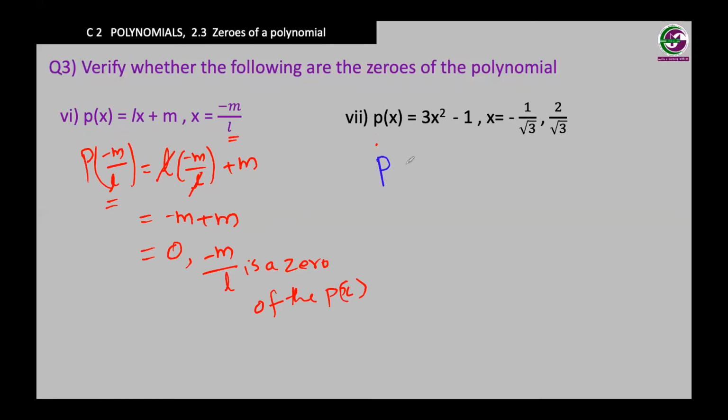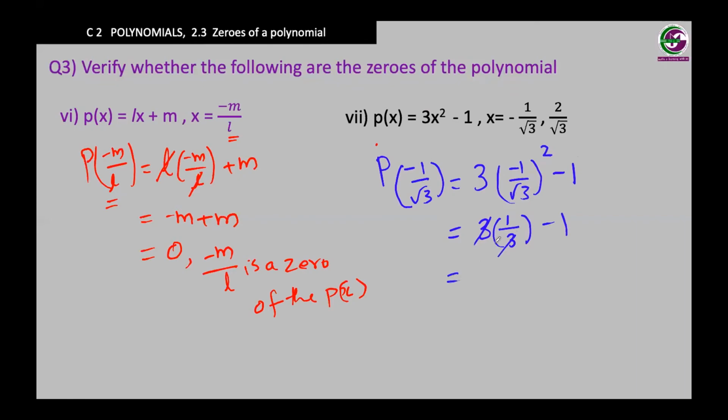So P of negative 1 by root 3 is equal to 3 times negative 1 by root 3 power 2 minus 1. Remember, you have to expand the power first. So negative 1 times negative 1 is 1, and root 3 times root 3 is 3, minus 1. Numerator and denominator 3 get cancelled. 1 minus 1, which is equal to 0. Again, we get the answer 0. So we say that this is a root. Negative 1 by root 3 is a root of the polynomial P of x.